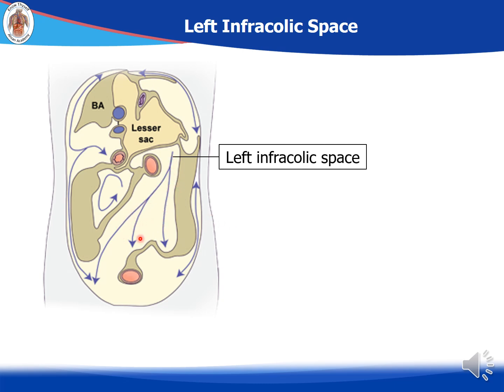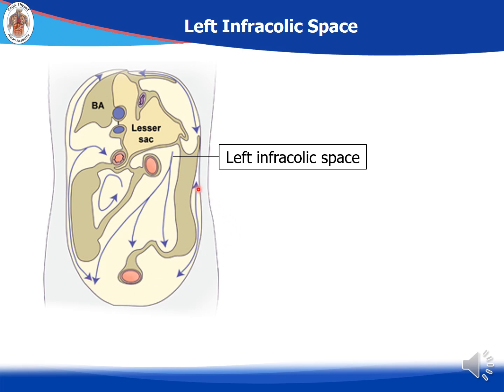You can see this is the left infracolic space, and this is continuous with the pelvic cavity through a larger opening, a larger area here with the pelvic cavity. But on the right side, this area is a bit triangular, a trapped area that is obstructed by the root of the mesentery. But this is continuous with the paracolic gutter of the right side.